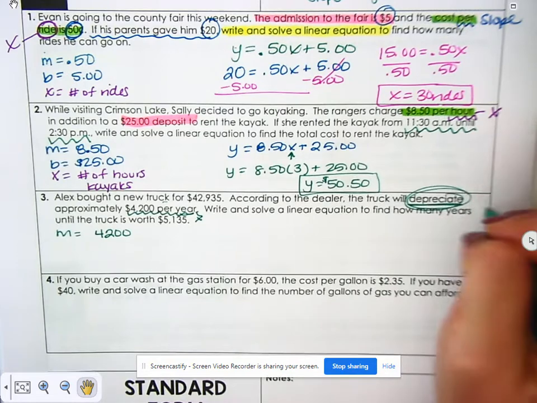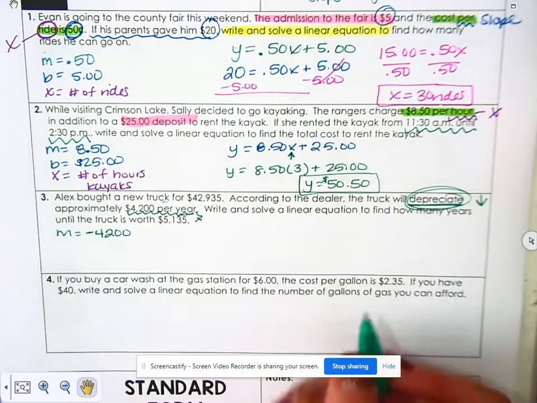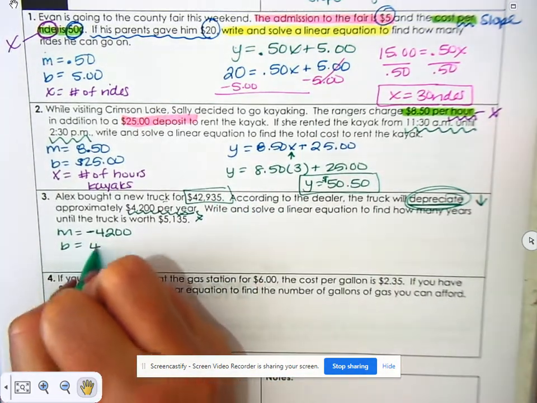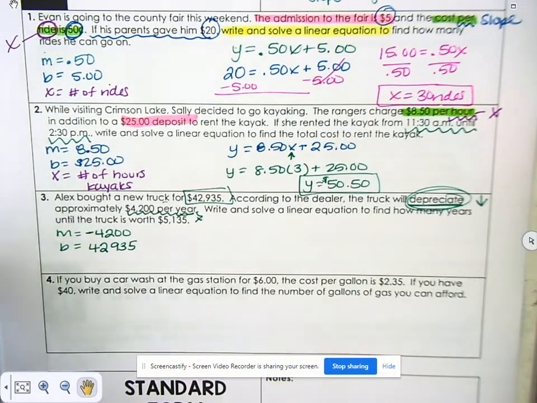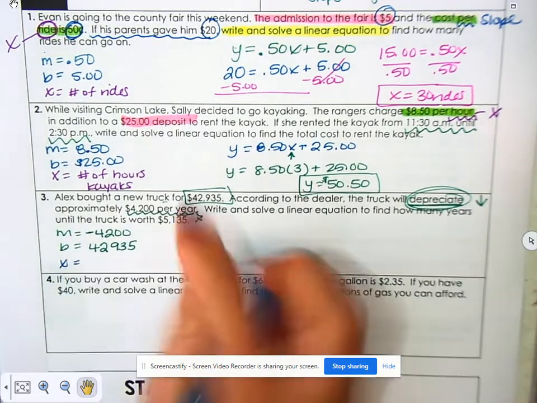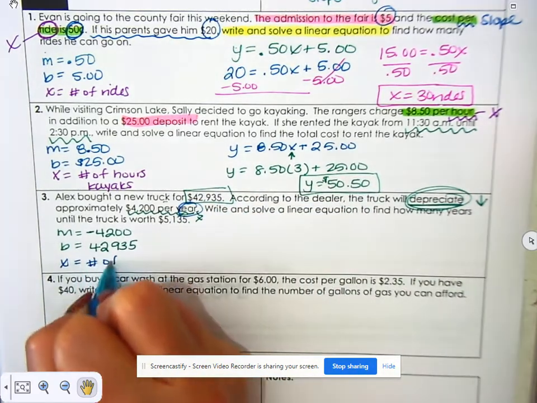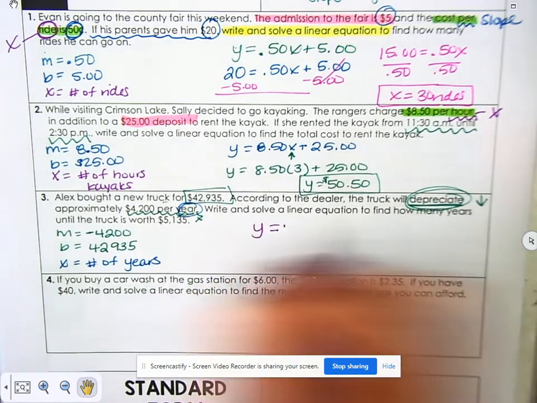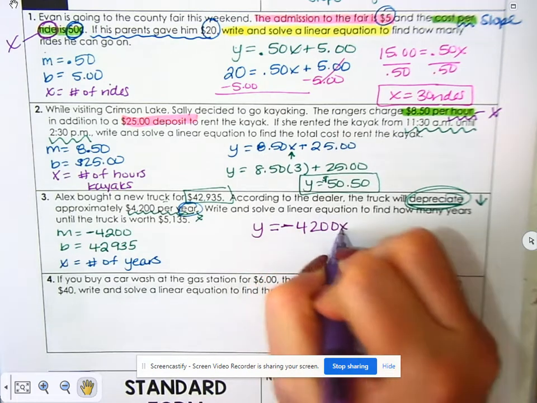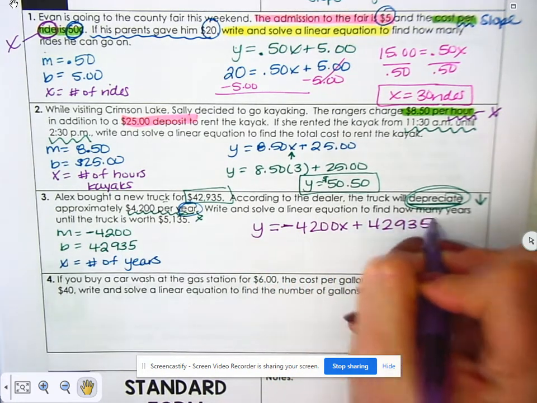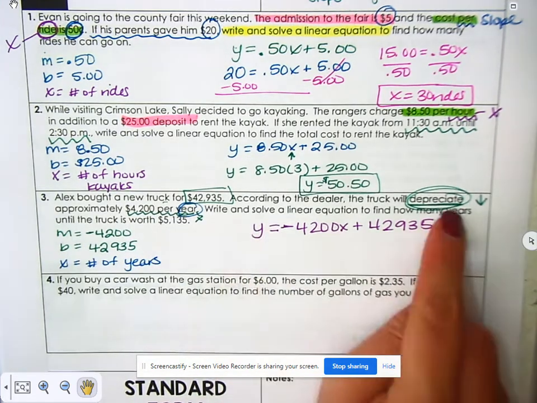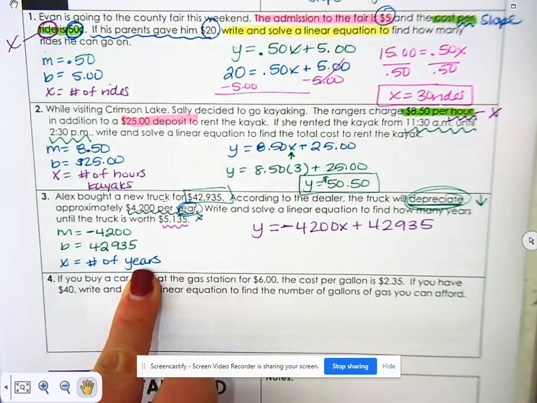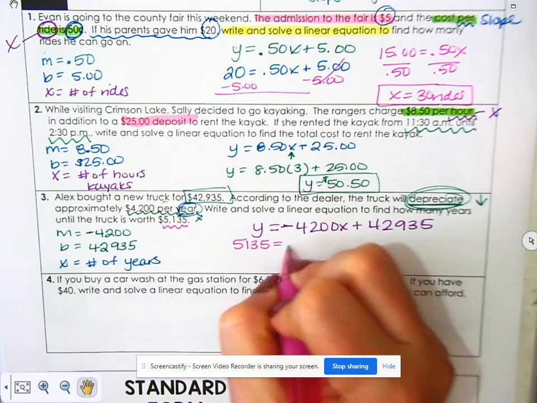But since it depreciates, that means that it goes down. So that's going to be a negative 4,200. All right. And then we started with 42,935. So that is our B. Okay, now remember, x is the number of years. So we start with y equals, m is negative 4,200x plus 42,935. All right, and then if they want to know how many years until it's worth $5,135, 5,135 is not our number of years. It is our total. So it's going to go in for y.